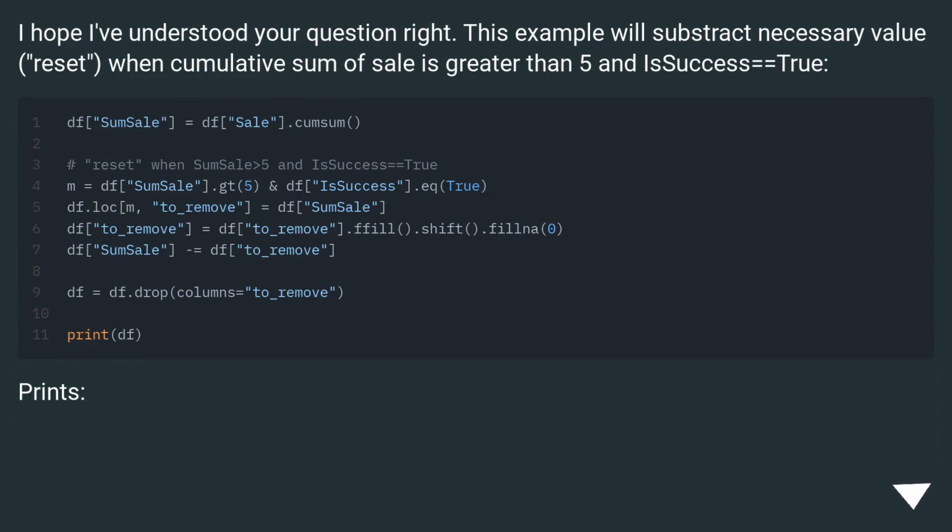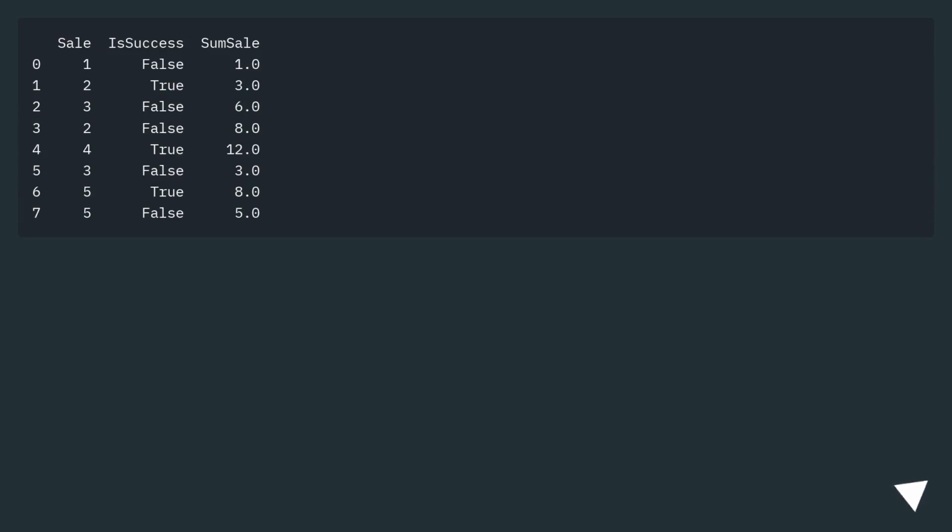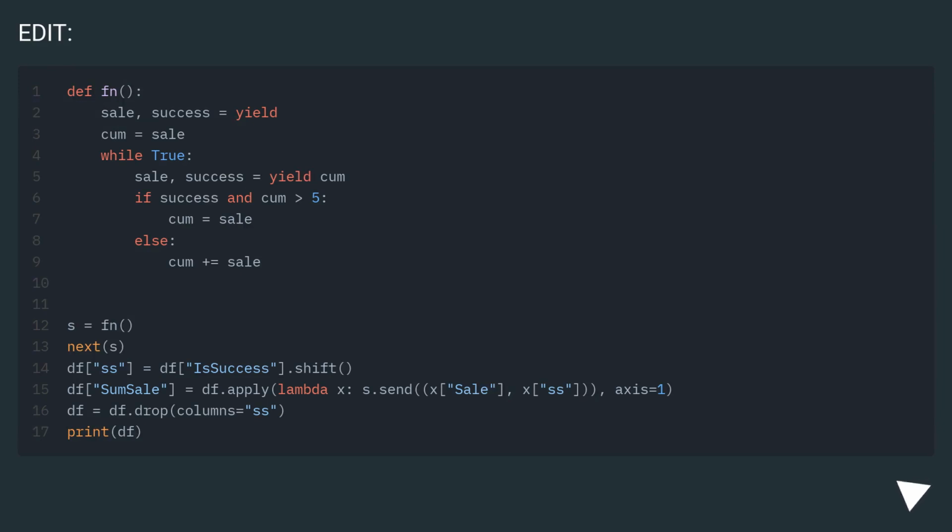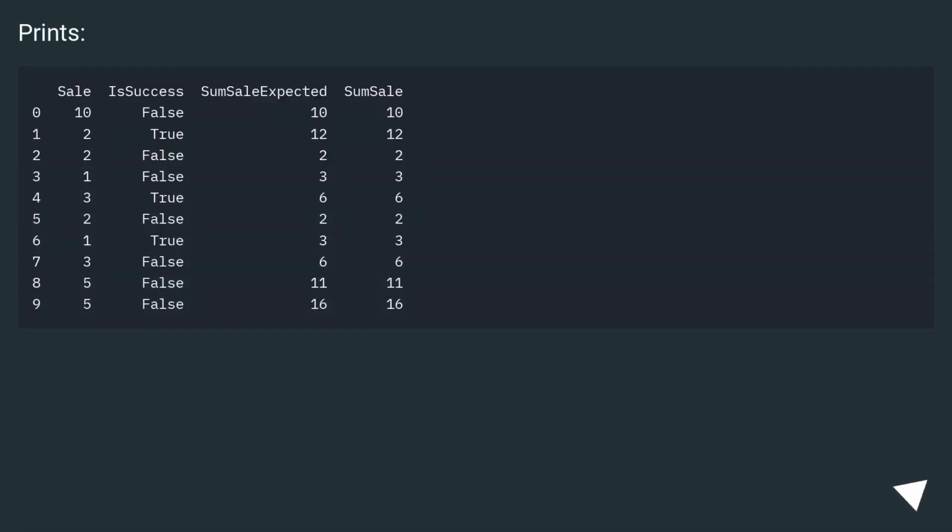I hope I've understood your question right. This example will subtract the necessary value, reset, when the cumulative sum of sale is greater than 5 and success equals true. Prints. Edit. Prints.